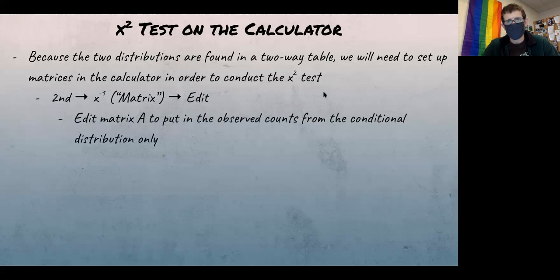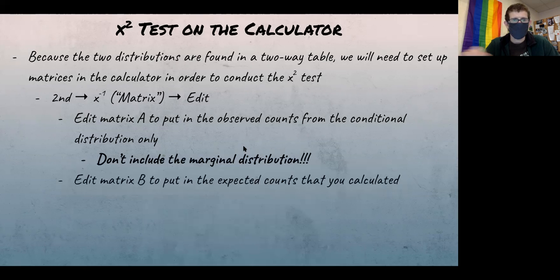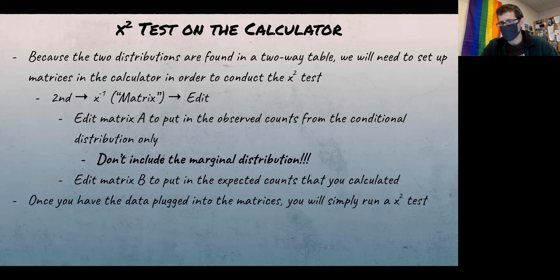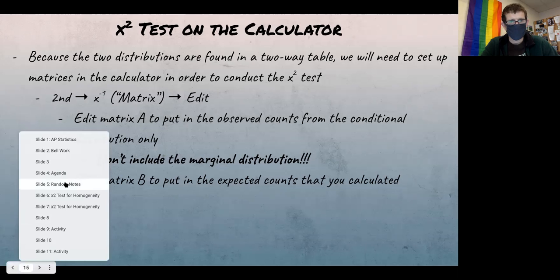And you want to put your observed counts in matrix A, and don't include the marginal distribution. And in matrix B, you want to put the expected counts to be calculated. It's always going to be rows by columns as far as the size of your matrix goes. So it's going to be a 3x2 matrix. I know you don't have those numbers, so we'll not worry about doing the actual chi-square test yet. Let's just plug these numbers into two matrices.